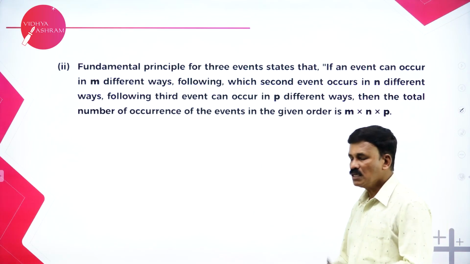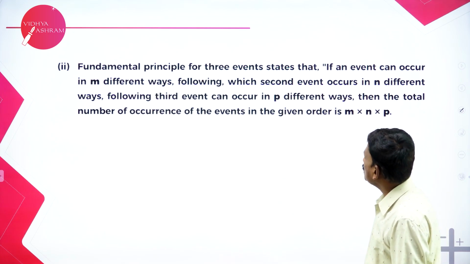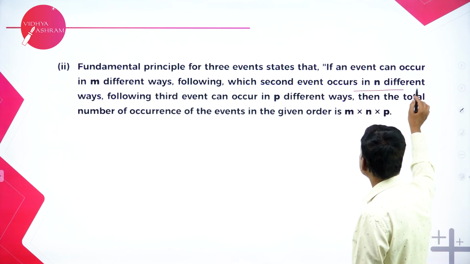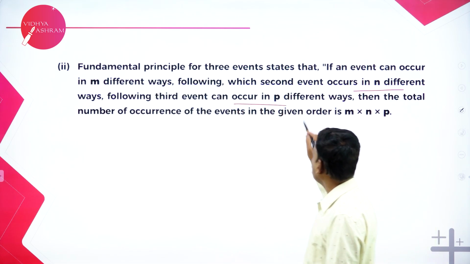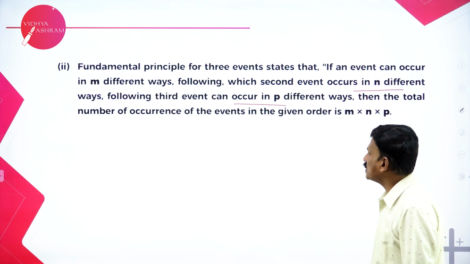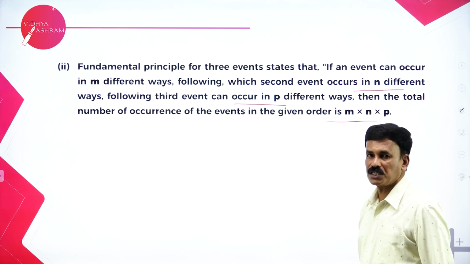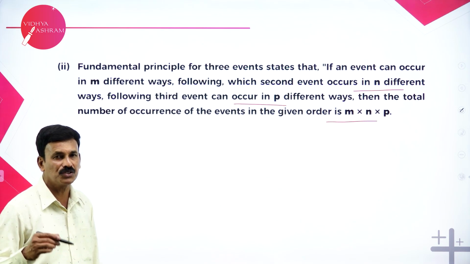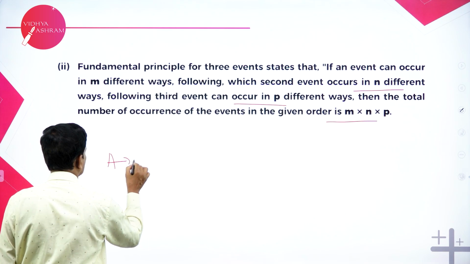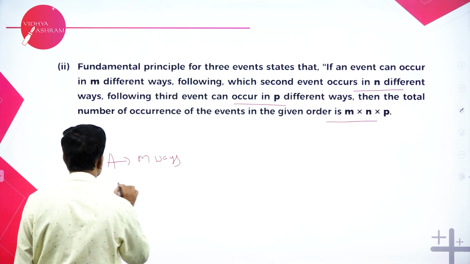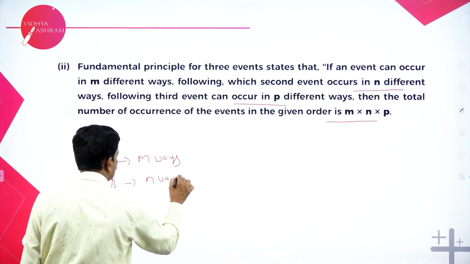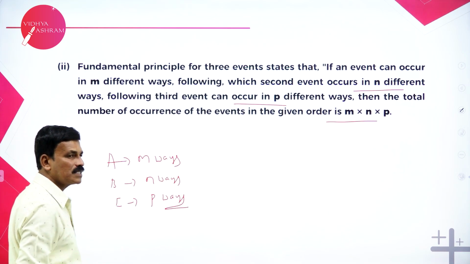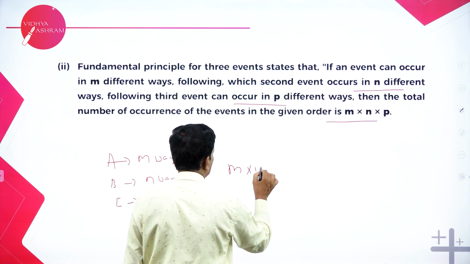Before that, let us know another definition. The fundamental principle for 3 events states that if an event can occur in m different ways, following which the second event occurs in n different ways, following which the third event can occur in p different ways, then the total number of occurrences of the event in order is m into n into p. Suppose if an event A occurs in m ways, following which event B occurs in n ways, following which event C occurs in p ways, then the number of occurrences of the event in the given order is always equal to m into n into p.